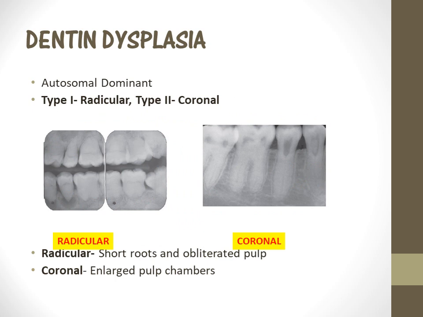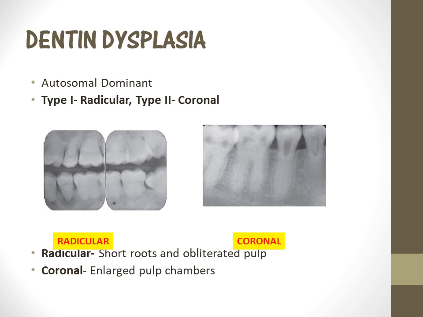Moving on to dentin dysplasia. So this is also autosomal dominant. There are two types in dentin dysplasia. Okay, type 1 affects the root, type 2 affects the crown. So when it affects the root, you have short roots. This radiograph is an example of the radicular type, where you have short roots and obliterated pulp.